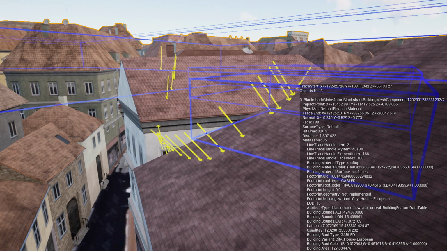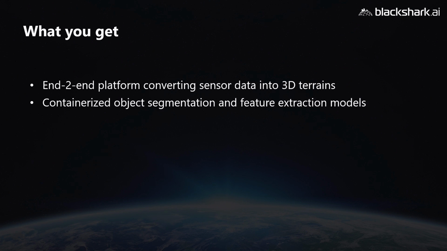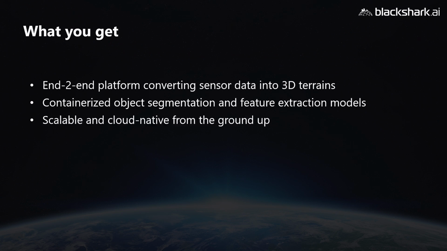Next big step here will be to have some pre-baked collision meshes for certain areas in different levels of detail. So what you get, quick summary: an end-to-end platform, converting all kinds of sensor data into 3D terrains. If it's interesting to you, you can use our containerized object segmentation and feature extraction models and methods.